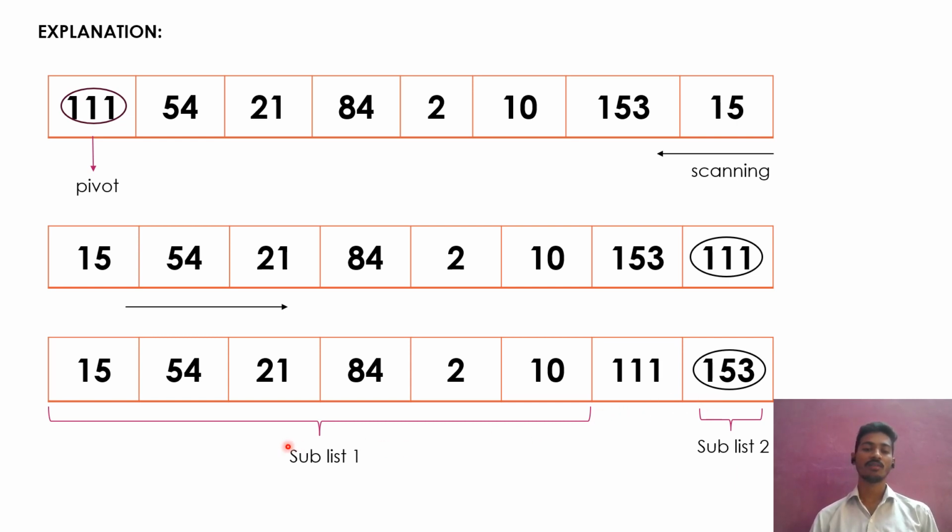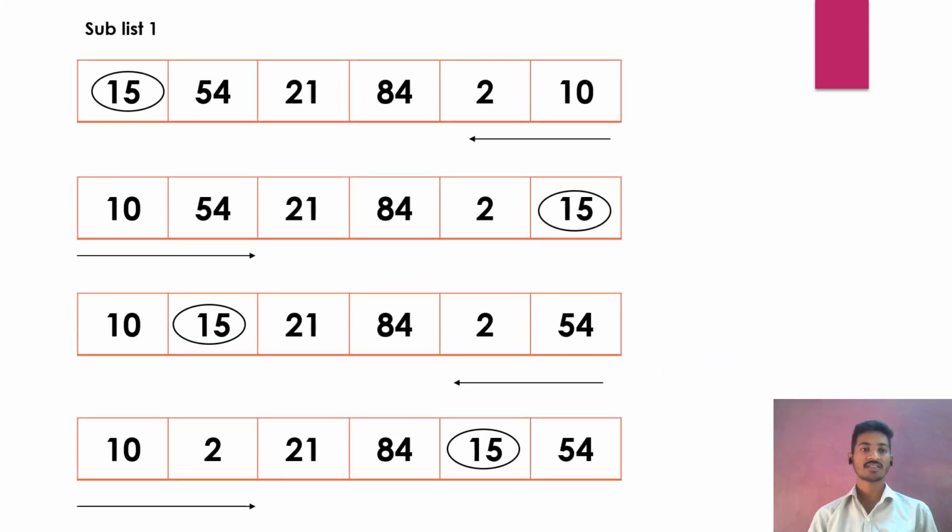Now it is divided into two sublists. Now we have to apply the same conquer method. Let us take sublist 1. In sublist 1, the pivot element is 15 and now we have to scan from right to left. Scanning from right to left, we observe that 10 is smaller than 15. We have to swap both and this is the resultant array. Now we have to scan from left to right and when we reach 54, 54 is greater than 15. So we have to swap 54 and 15. We will get this array.